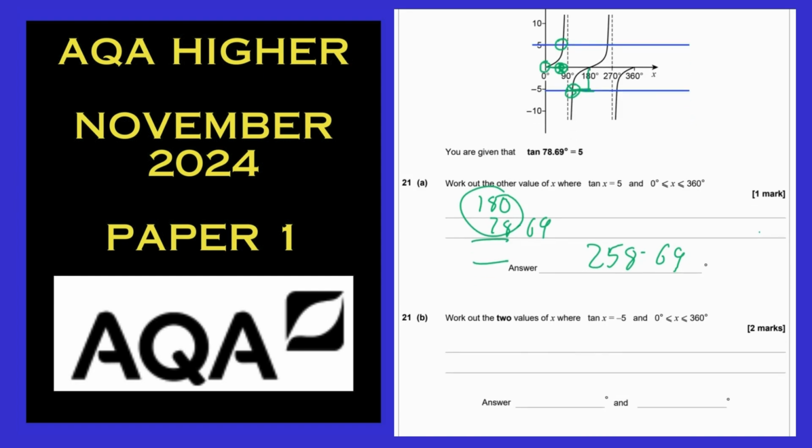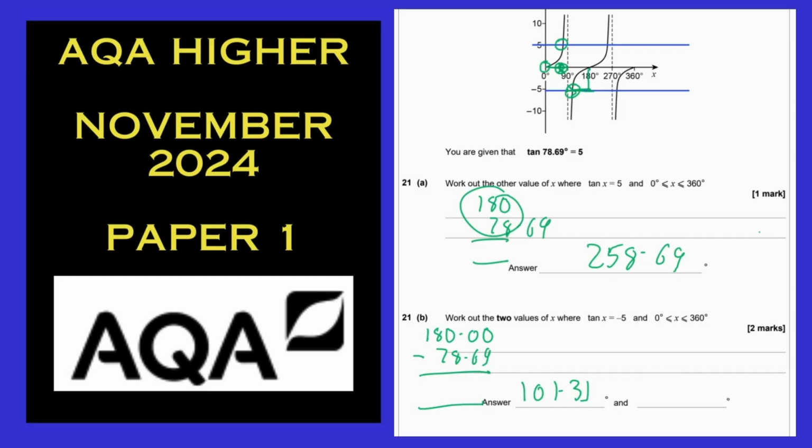What's all that waffle mean? It means to get your first answer, you've got to do 180 minus 78.69, which is probably easier by doing it as an add-on, because the difference between 80 is quite close to 78. It's basically 1.31. But there we go. I've done that quite quickly.